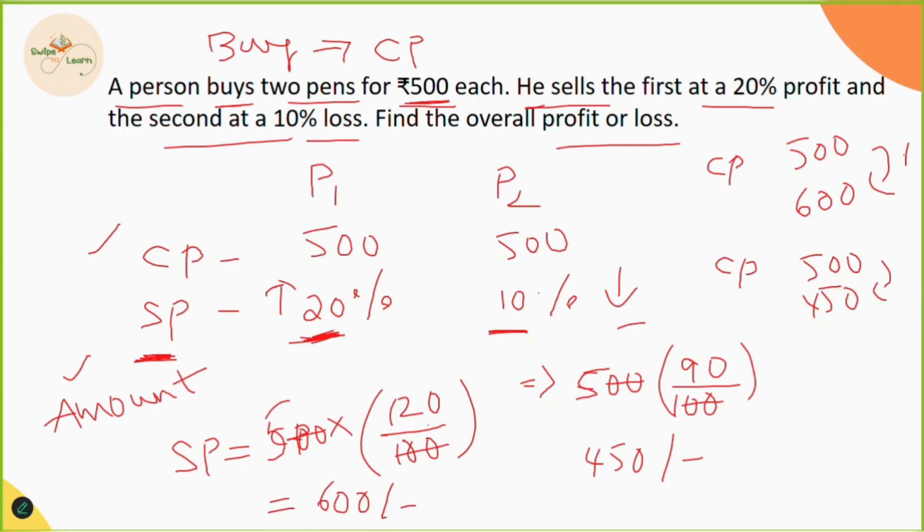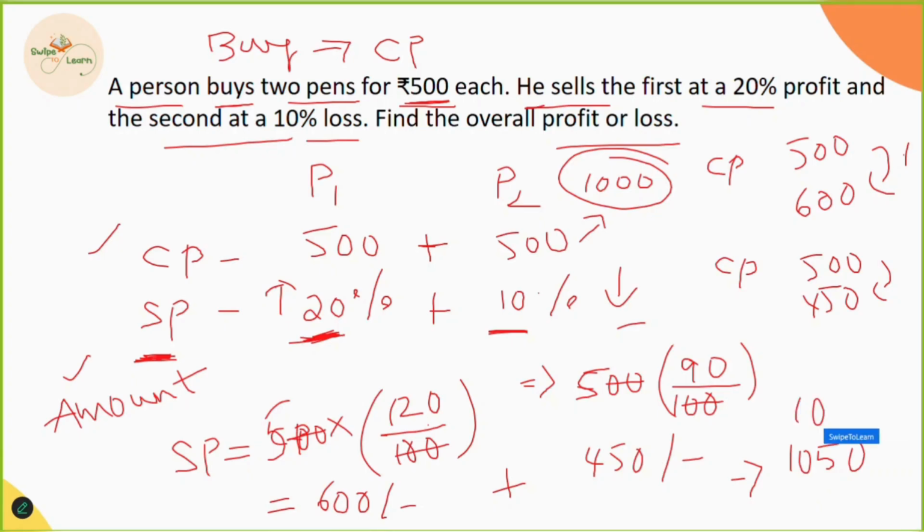Okay, now we'll calculate the total cost price and the total SP. See, remember we have cost price as 500 plus 500, which gives 1000. The total amount at which I bought 2 pens is 1000. And the total SP is 600 plus 450, which gives me 1050. So initially I bought both the pens at 1000, but I'm selling both the pens at 1050.